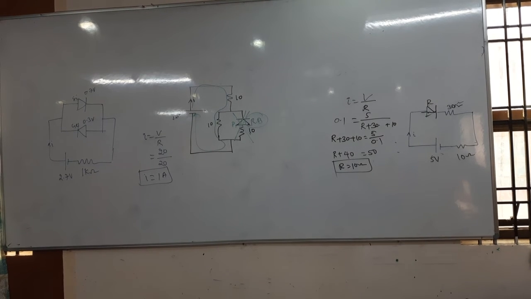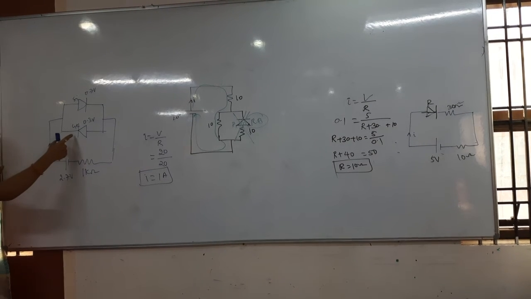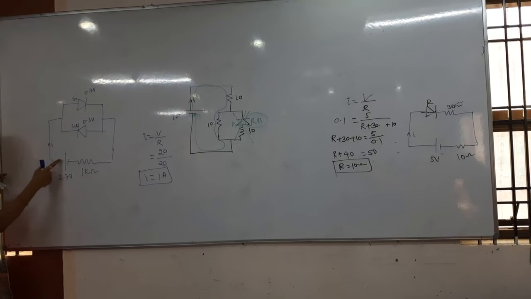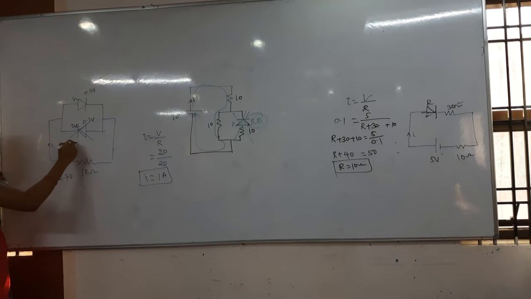Very good, very good. 2 milliamperes is the correct answer. Yes. What is the reason? Which is in reverse bias? Germanium. Germanium is in reverse bias. See that here N is connected to the positive terminal and P is connected to the negative terminal. So this is in reverse bias.